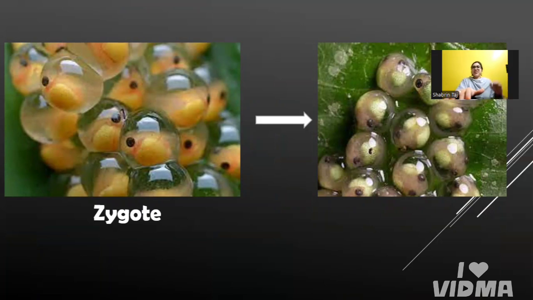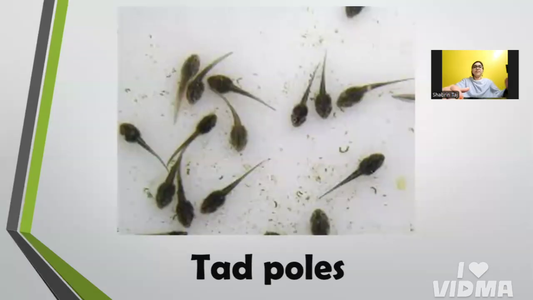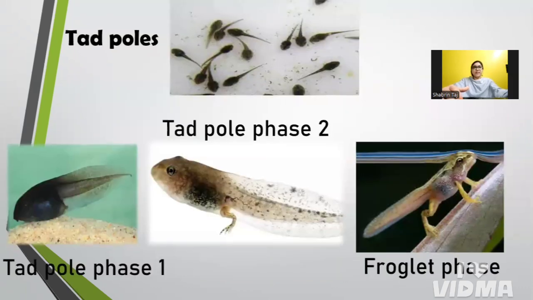But these are different from the previous image I have shown, right? Yes, this is the first stage of the tadpole. I think these are the fishes you have seen. This is not a fish, this is a tadpole. These tadpoles have three phases. How many phases are there? There are three phases: first tadpole phase 1, then tadpole phase 2, then tadpole phase 3, that is the froglet phase. We call it the froglet phase because it is almost similar to the frog.